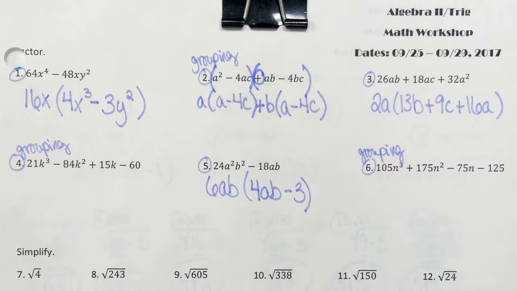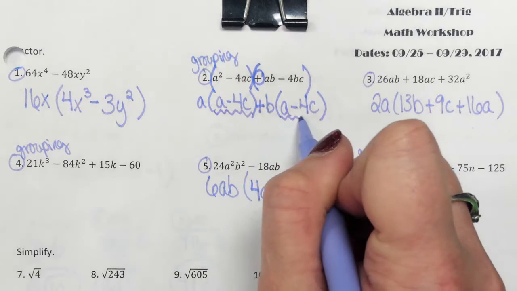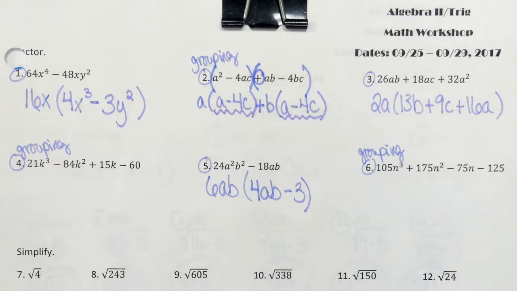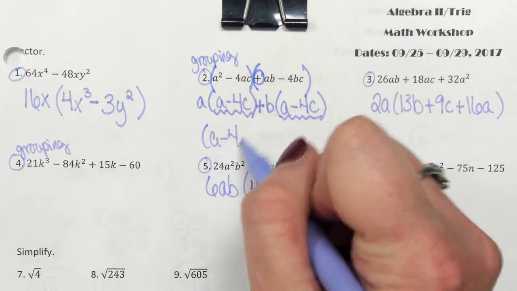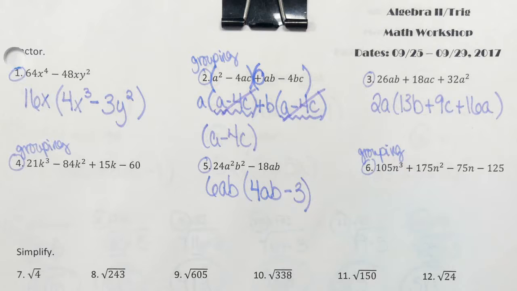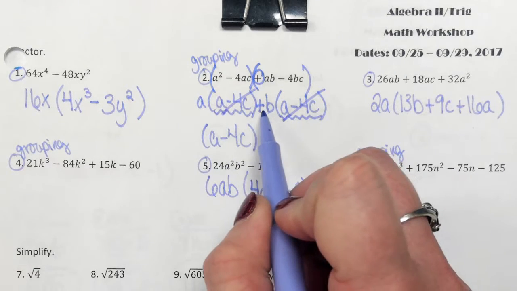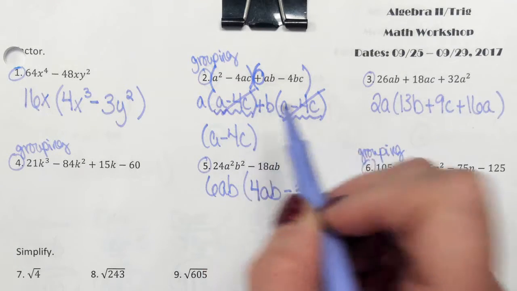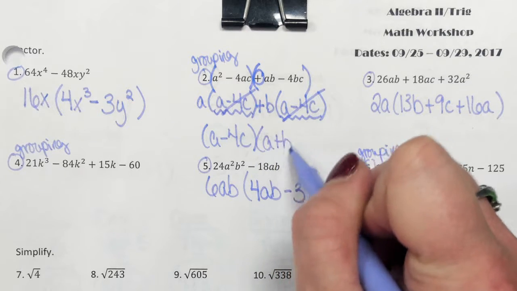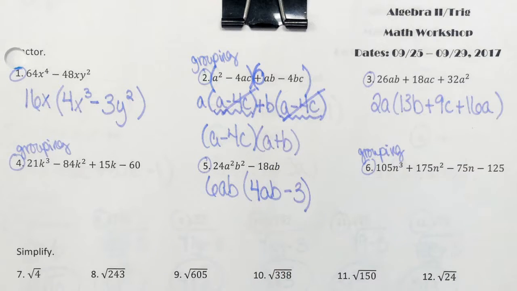All right, and you know you did it right. You're on a test Monday on Math Workshop on factoring, and you know you did it right. Why? What happened? There you go. These 2 guys right here are exactly the same, okay? Y'all good with that? All right, so that leaves me with A minus 4C. And if I take those 2 guys out, what's left? A and plus B. There you go. All right, let's try number 4, okay?